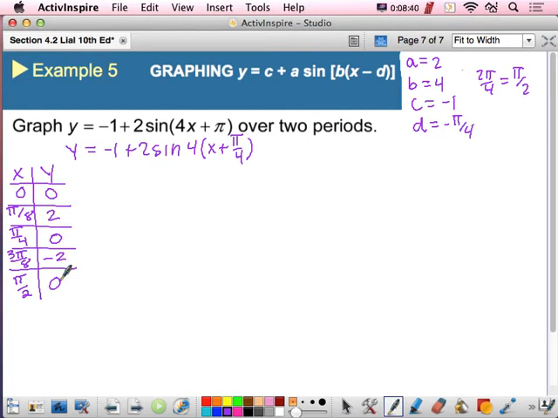Now we have to change both the x's and the y's in that table. So this is where things get a little more complicated. To shift that, I am going to have to take the x's and subtract pi over 4 from them. And I'm going to take the y's and subtract what? 1, yeah. It's not that bad. It's just tedious. So let's do our x's first.